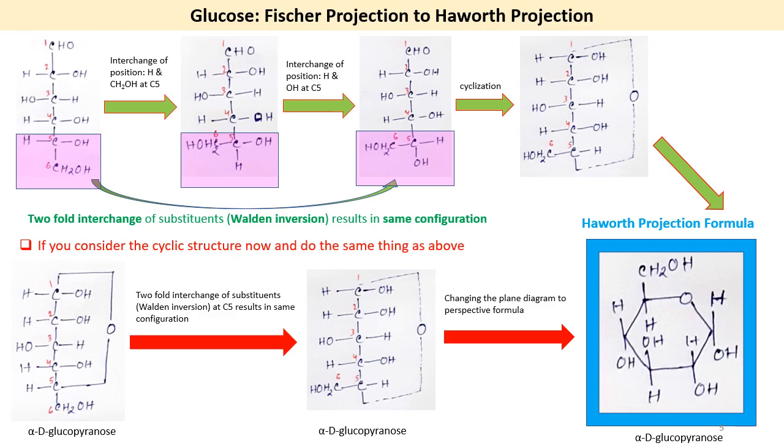So the plane diagram is now changed to a perspective formula. This Haworth projection formula gives you a better understanding of the orientation of the groups. Now how can you convert this Fischer projection to Haworth projection formula? How do you remember which hydrogen and which hydroxyl group is placed at the top or bottom?